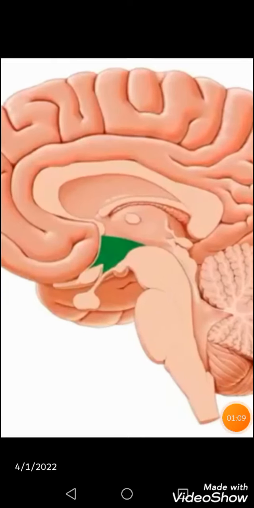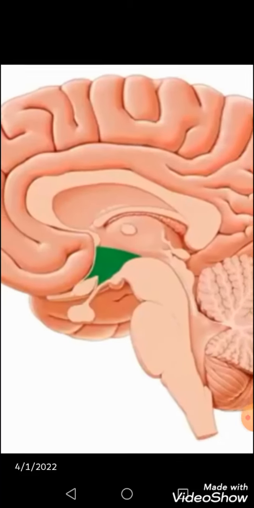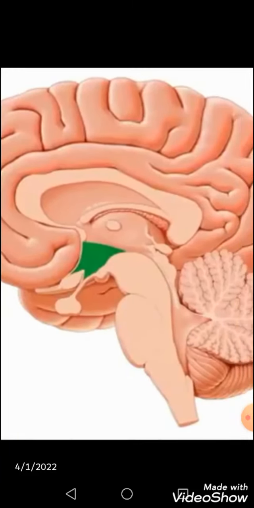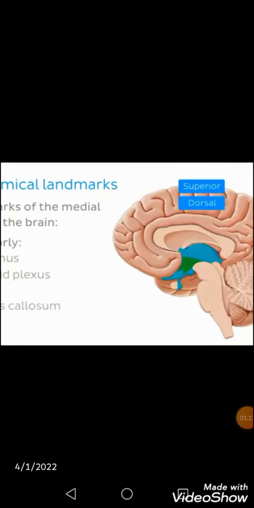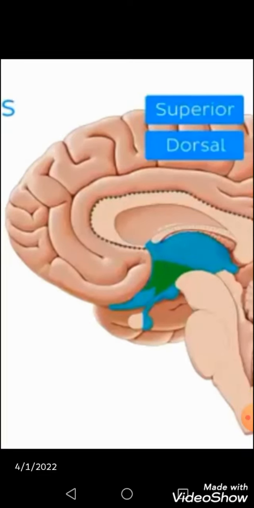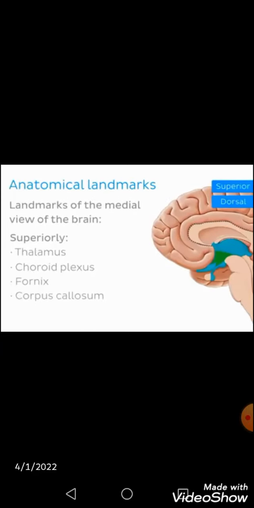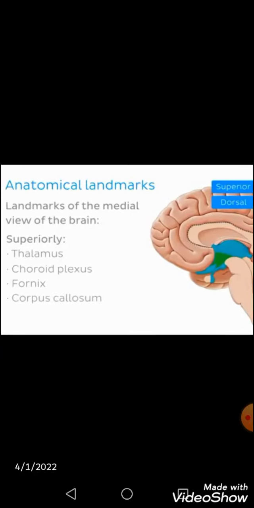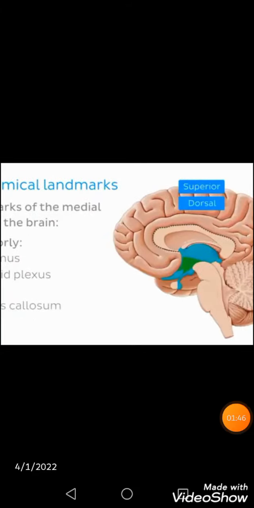In this picture, you can see that the green color marked area is the hypothalamus, and you can now learn the boundaries easily. On its superior or dorsal aspect, the structure seen in green is the hypothalamus, and the blue structure above it is the thalamic region. So the things that are present superiorly, you can mention them as the thalamus, along with the choroid plexus, the fornix, and the corpus callosum. They are present superior to the hypothalamus.